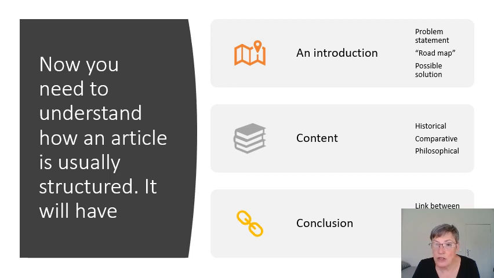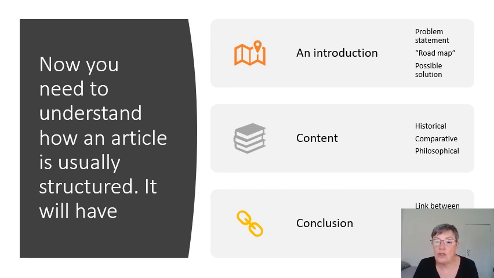The second section will usually be the content, and this can be subdivided into various subdivisions and headings and whatever. In law, there usually will be three things. There will be a historical perspective, a comparative perspective, and a philosophical perspective. Let me quickly tell you what I'm talking about here. The historical perspective is usually something along the lines of, okay, here was the legislation beforehand, then there was a court case, then the legislation was changed.